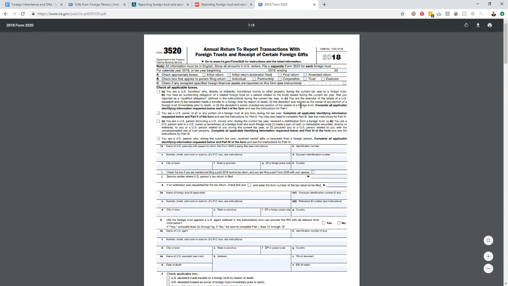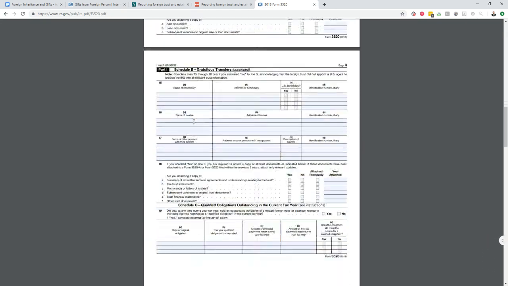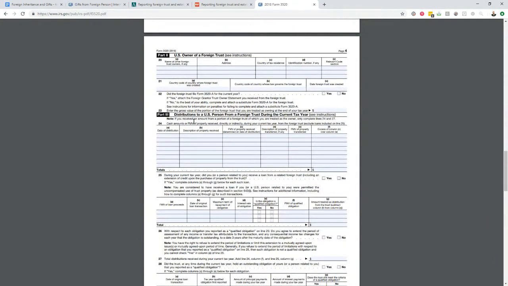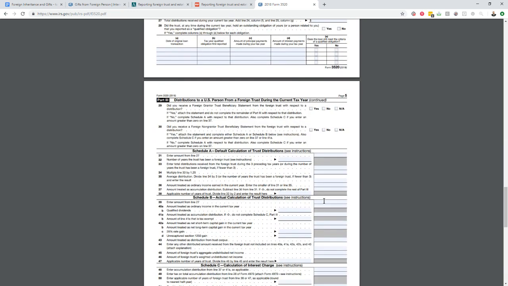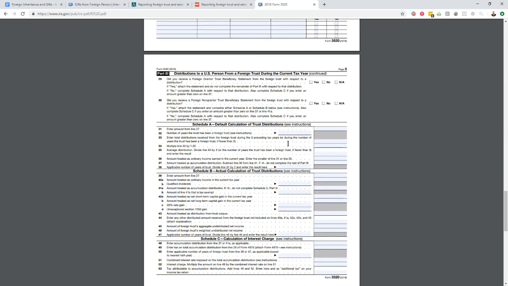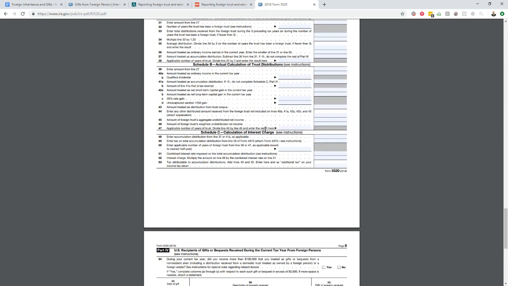Form 3520 is used to report transactions with foreign trusts and receipt of certain foreign gifts. So it's a pretty informational heavy form. If you're doing a foreign trust, you have to attach a lot of trust documents. Owner of foreign trust, distributions to a U.S. person from a foreign trust. You have to give the date, description, property, fair market value. You have to disclose everything and say that it's not any kind of U.S. source income, basically. And there are so many questions here about this stuff.